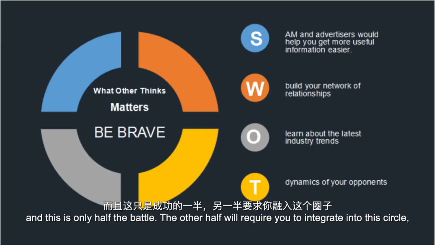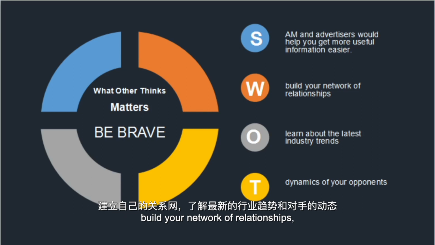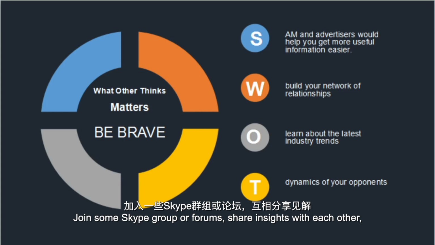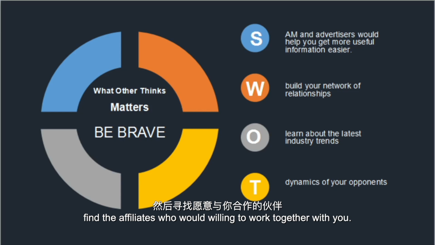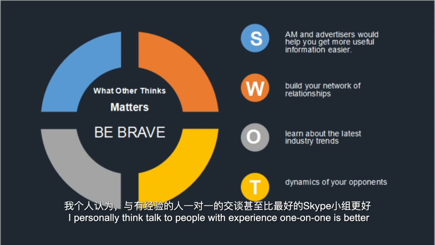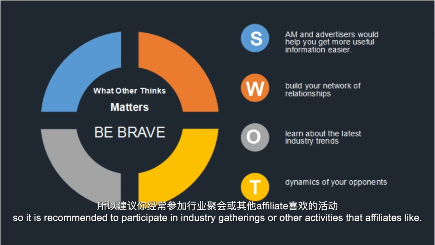The other half will require you to integrate into this circle, build your own network of relationships, learn about the latest trends of the industry, and the dynamics of your opponents. Join some Skype groups or forums, share insights with each other, find the affiliates who would be willing to work together with you. To know more about each other's situation, I personally think talking to people with experience one-on-one is the best. So it is recommended to participate in industry gatherings or other activities that affiliates like.